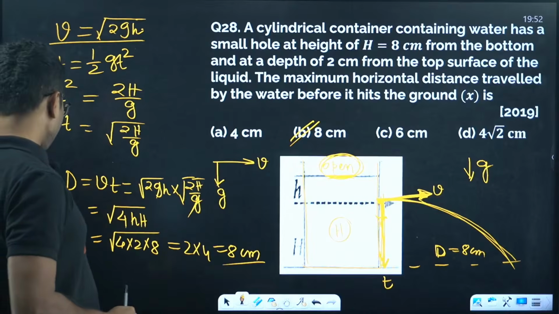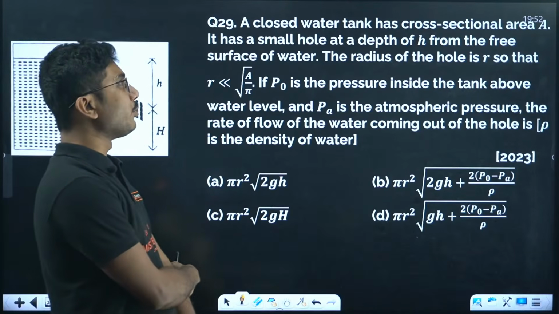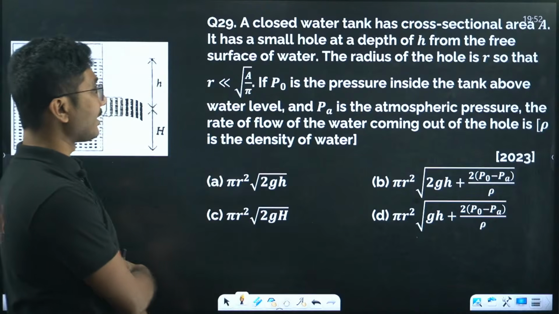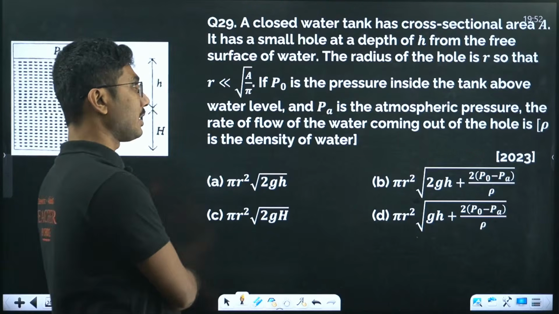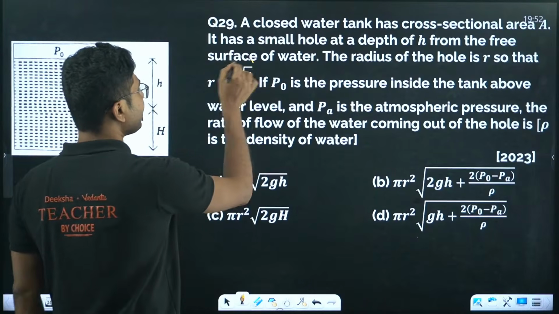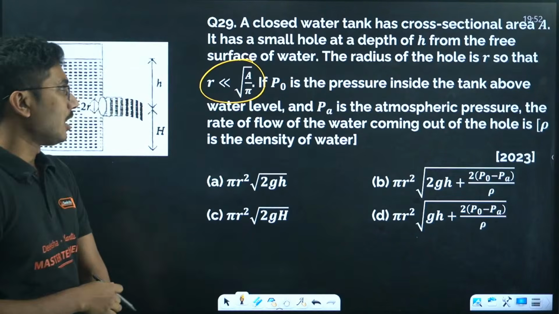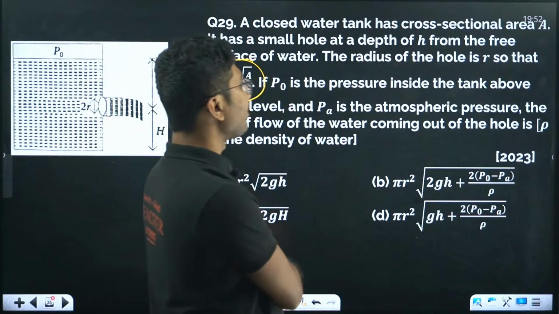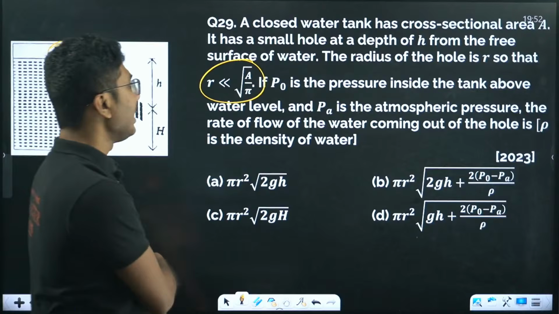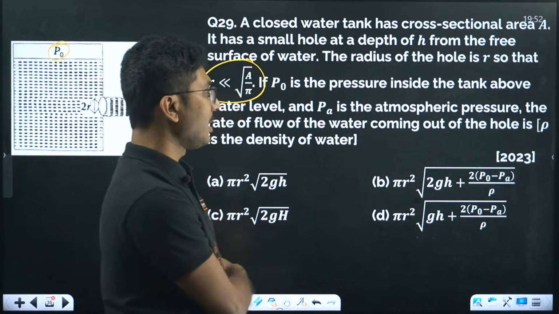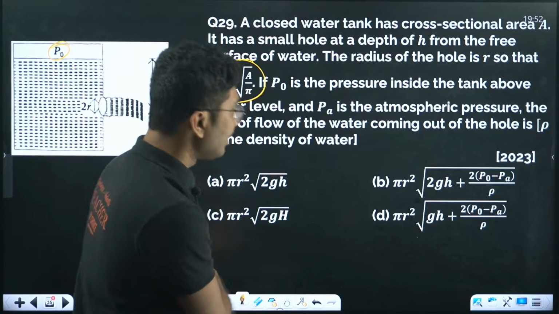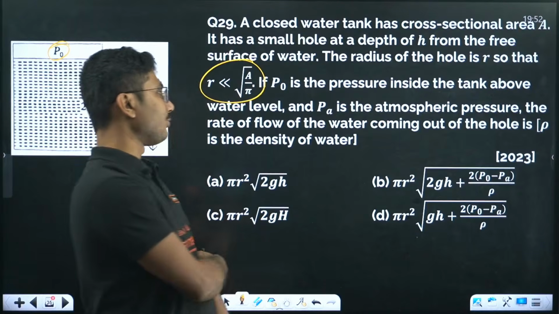Now, next question. A closed water tank has cross-sectional area A. It has a small hole at a depth h from the free surface of the water. The radius of the hole is r, so that r is very smaller than A by root pi. P naught is the pressure inside the tank above the water level. Here is the pressure above the water level. Pa is the atmospheric pressure. The flow of water coming out of the hole is... rho is the density of the water.